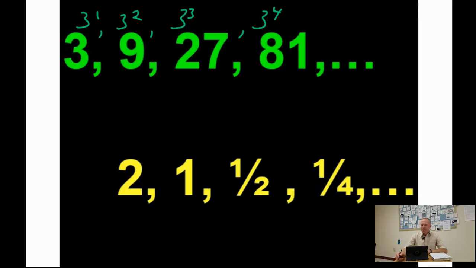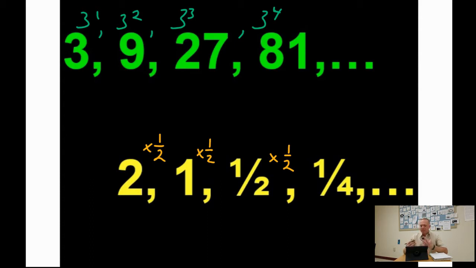How about the other group of numbers here, the other sequence? 2, 1, a half, a fourth. What do you see? How would you explain the pattern? Yeah, Susie. Multiplying? You mean like multiplying by a half? Yeah, if you multiply 2 by a half, you get 1. If you multiply 1 by a half, you get a half. So yeah, it looks like we could say that we're multiplying.